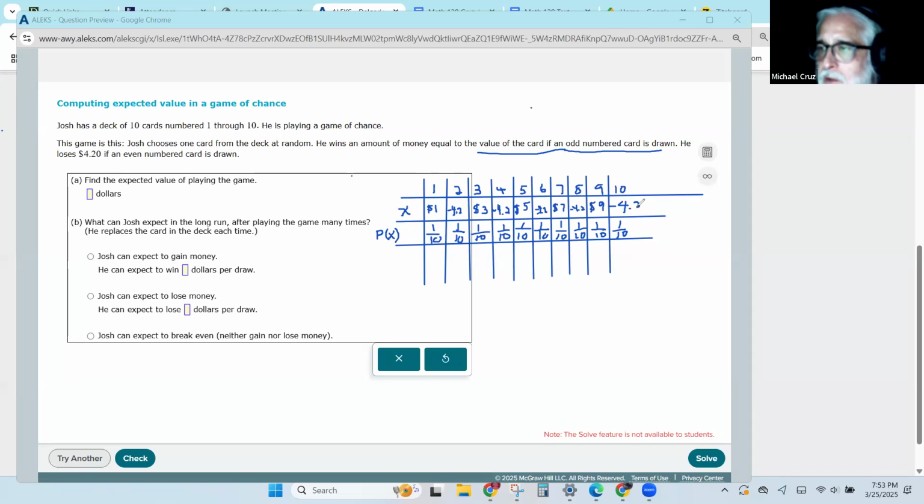I really wish that they didn't use the cents on each of these, but I wish it was just something like negative 4. That would make it a lot easier.